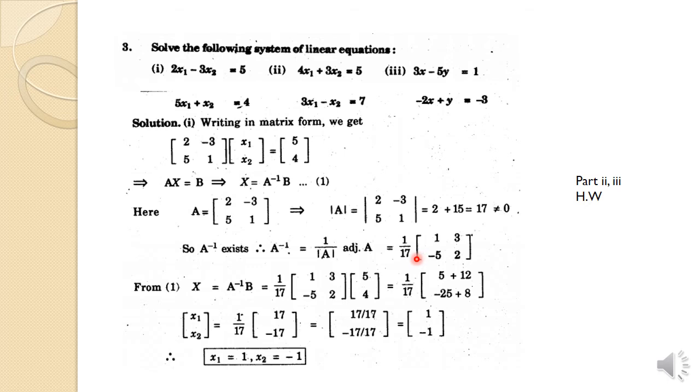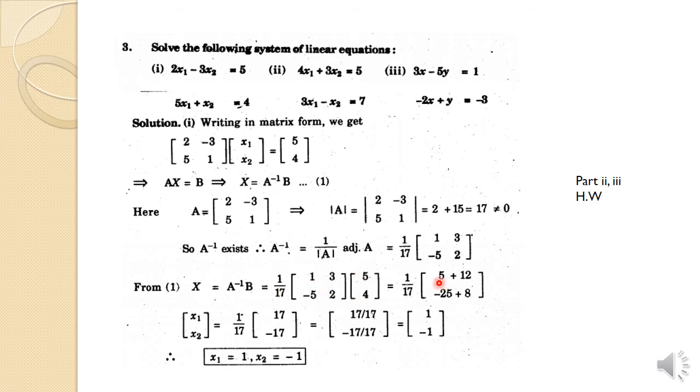So multiply the matrix. Before multiplying, we put the value of A inverse in equation number 1. This whole value is A inverse, and the value of B is 5 over 4. First we multiply these two brackets, then we multiply with 1 over 17.